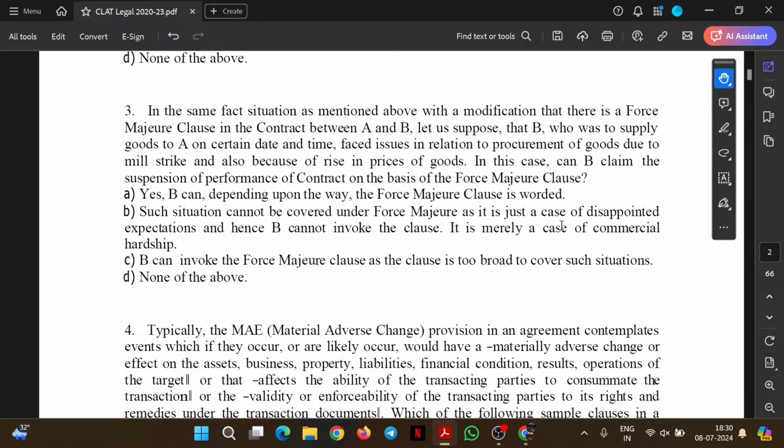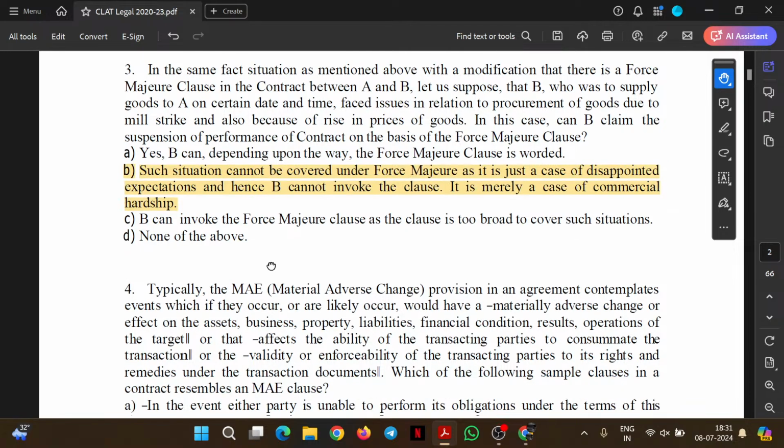Let's go towards C. B can invoke the force majeure clause if the clause is too broad to cover such situations. Neither have we been informed of the construction of the clause in the contract that is signed between A and B. So, looking at it through a reasonable perspective and taking into account the conditions that were provided to us in the passage, B will be the option that we'll choose. Let's move ahead.